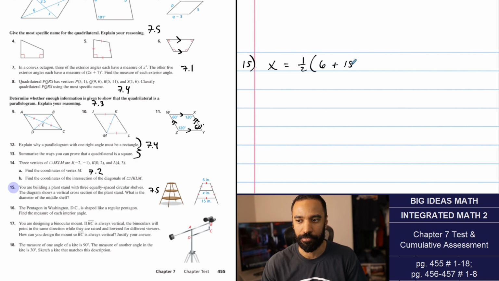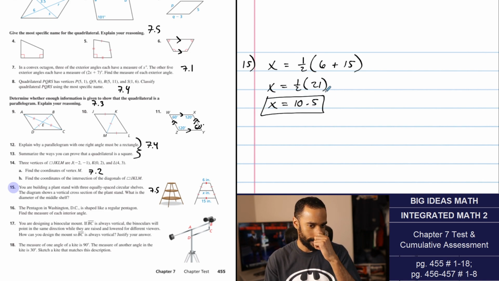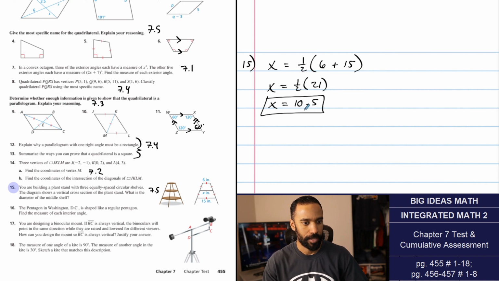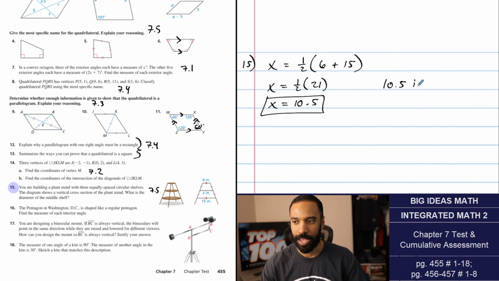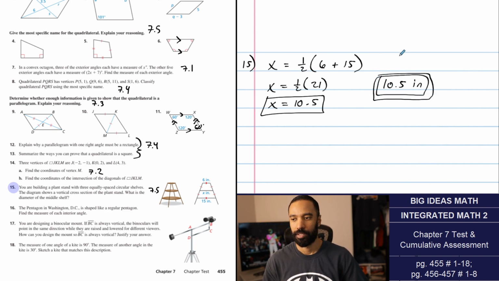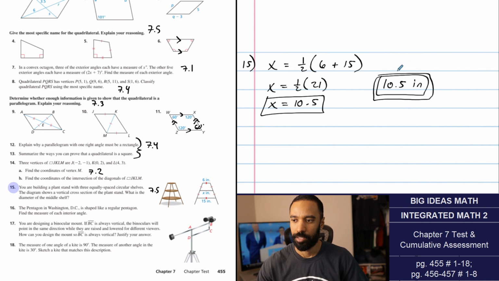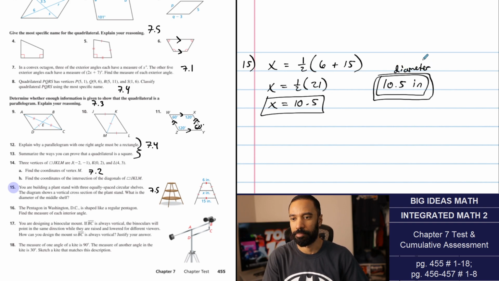In this case, 6 and 15. We add them up and divide by 2. We take half of it. Half of 21, we are going to get 10.5. Now it's 10.5 inches. We have the inches there, so I'll just leave it. They did say what's the diameter of the middle shelf. So 10.5 inches is the answer. Diameter. And that is number 15.